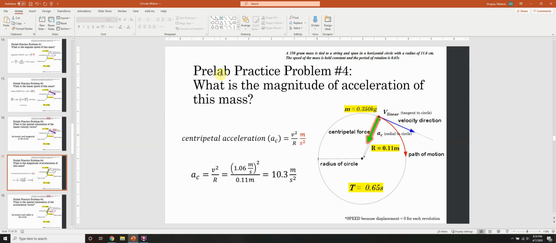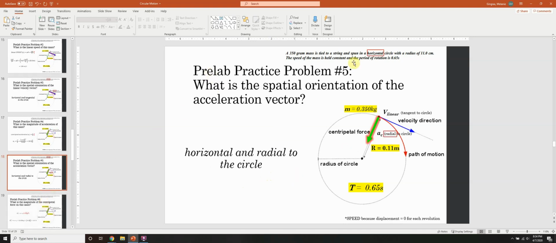Number 4, what is the magnitude of the acceleration of this mass? So the formula for centripetal acceleration is our linear speed squared divided by our radius. And so we know our linear speed is 1.06 meters per second. We're going to square that, and then we're going to divide it by our radius, which we know is 0.11 meters. And so we get an acceleration of 10.3 meters per second squared.